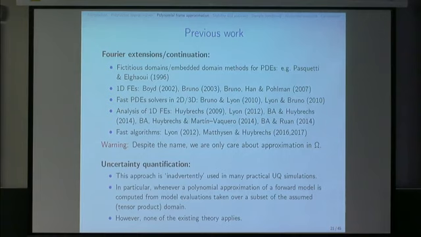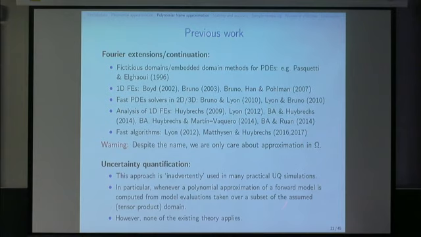This first came to my attention through past work in the 1990s on fictitious or embedded domain methods for PDEs. Then there was a bunch of work in the early and mid 2000s, some of which I was involved in as well, looking at using the Fourier basis, computing so-called Fourier extensions. There's been a lot of work in this direction, but most of this is for low-dimensional problems, 1, 2, or 3-dimensional problems. I should point out that despite the name Fourier extension, we don't care about what happens to our approximation outside of omega. We only care about how well we approximate our function in omega.